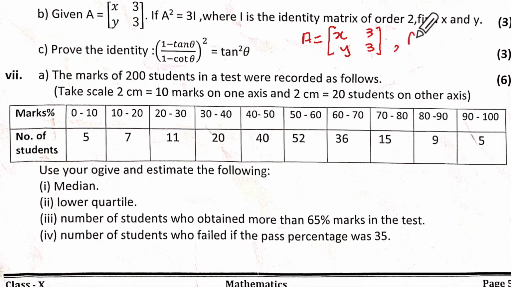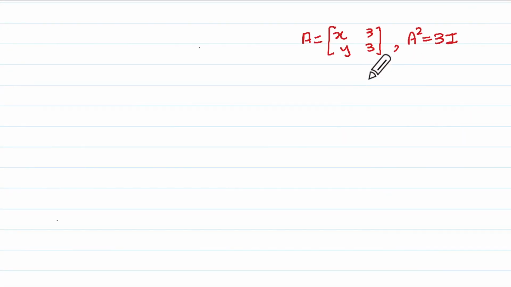And they are telling you A squared equals 3I. Make sure that you... I equals 1001. That is okay. But first you have to find A squared.